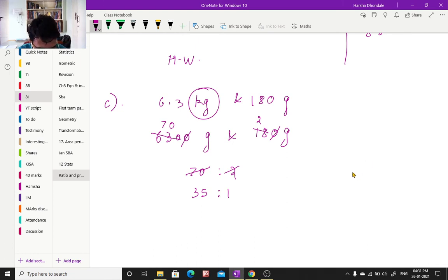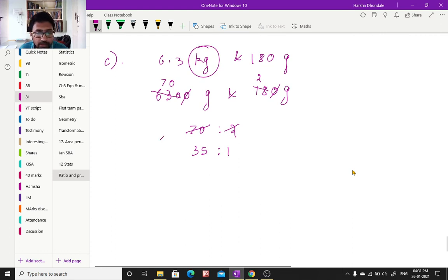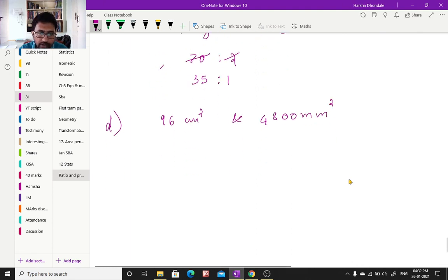Next, 9D. 96 centimeters square and 4800 mm square. Be very careful over here.